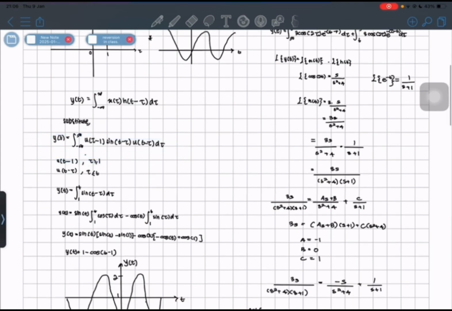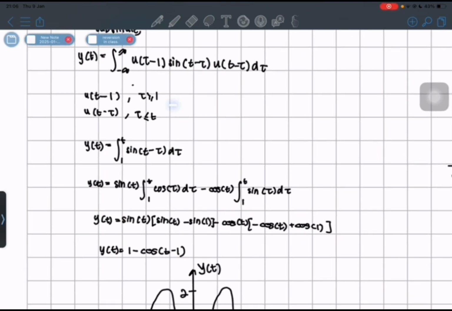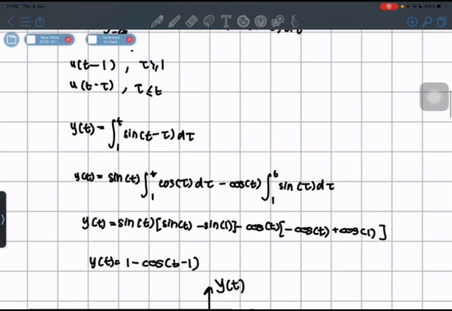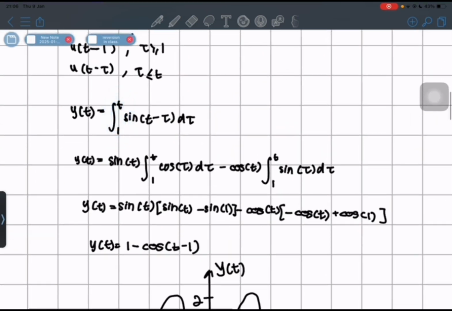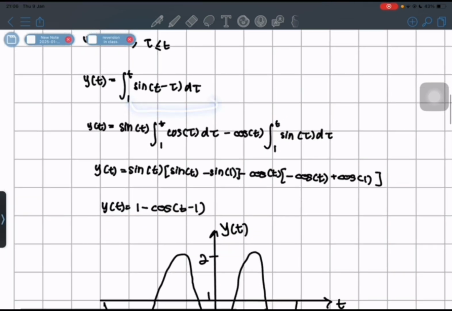this one. So we find the limit, which is from u(t minus 1) we got tau greater than 1, and then u(t minus tau) we got tau less than t. From this we can simplify the limit, so we got the limit is 1 until t. From this we simplified it, and then we got this integral.